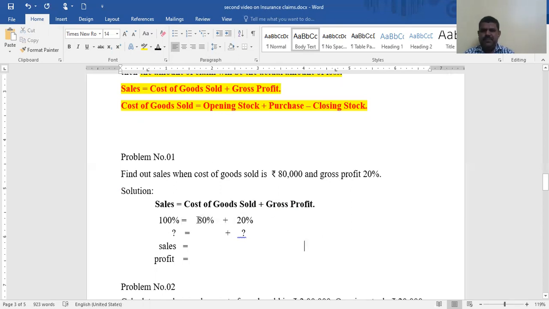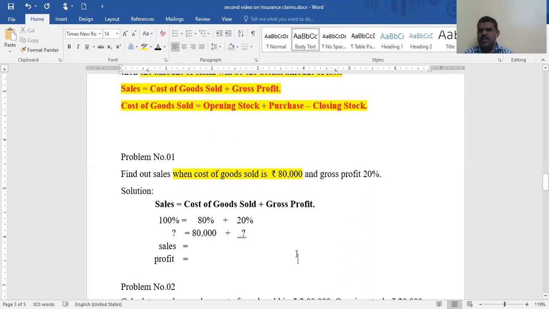Once again, let me remind you how to find out sales. Sales is equal to cost of goods sold plus gross profit. Here it is clearly mentioned the profit ratio is 20%. If profit is 20% and profit is based on sales, so what is the base? Sales is the base, which is equal to 100%. 100% minus 20%, the difference is 80%, which is the cost of goods sold. You can look at the question, the given cost of goods sold amount. What is the amount given? 80,000. Here, cost of goods sold amount is given, which is 80,000.